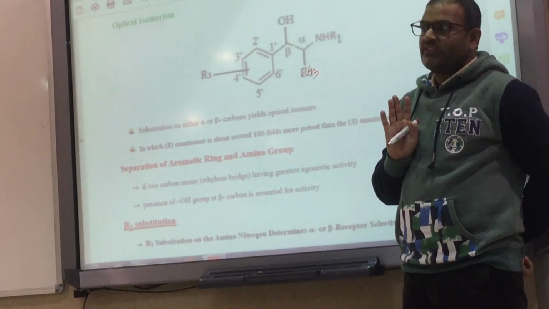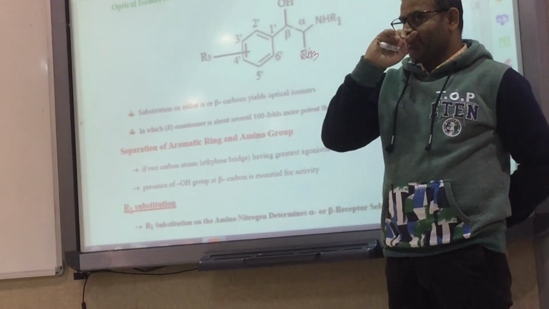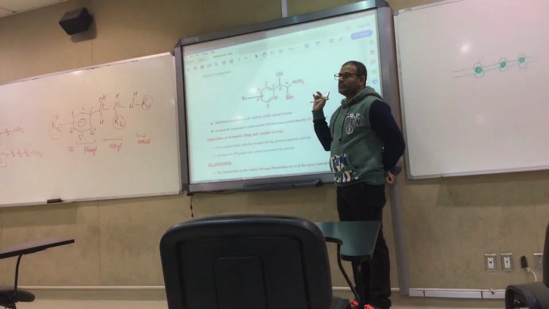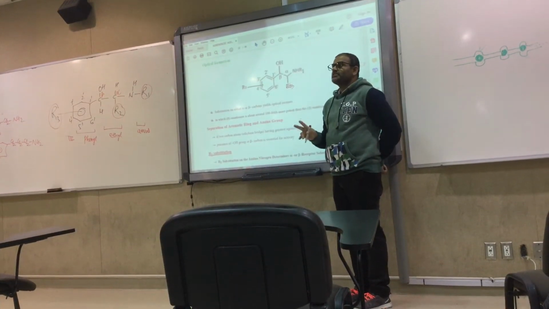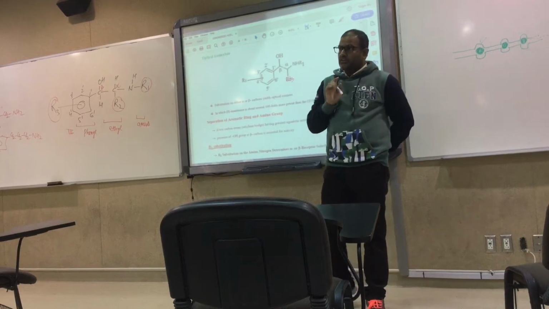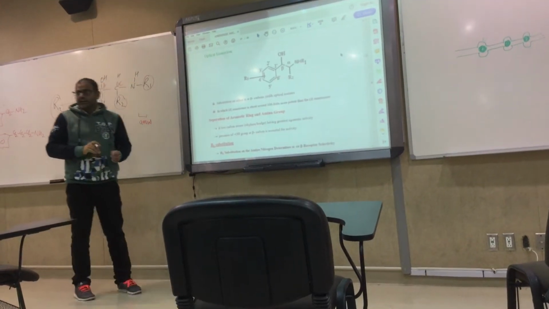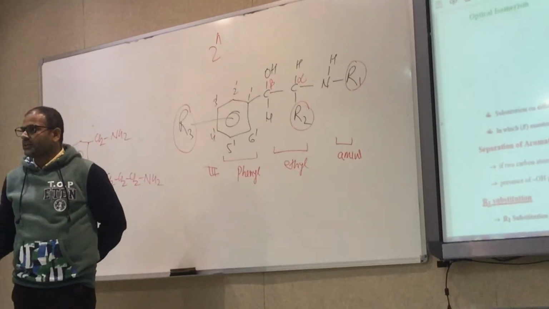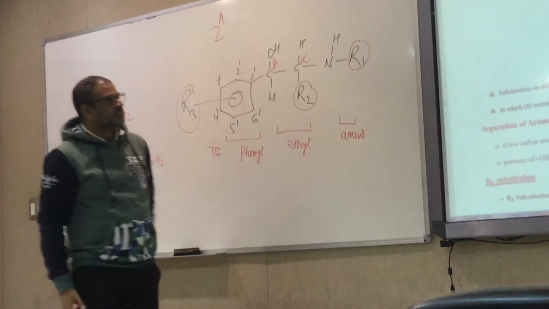If there are two chiral carbons, how many structures? Four. If they have one chiral carbon, how many structures? Two. I will give this question in your exam. You just multiply by two. The number of structures is equal to 2 to the power n, where n is the number of chiral carbons. If 1, 2 structures. If 2, 4 structures. If 3, 8 structures.